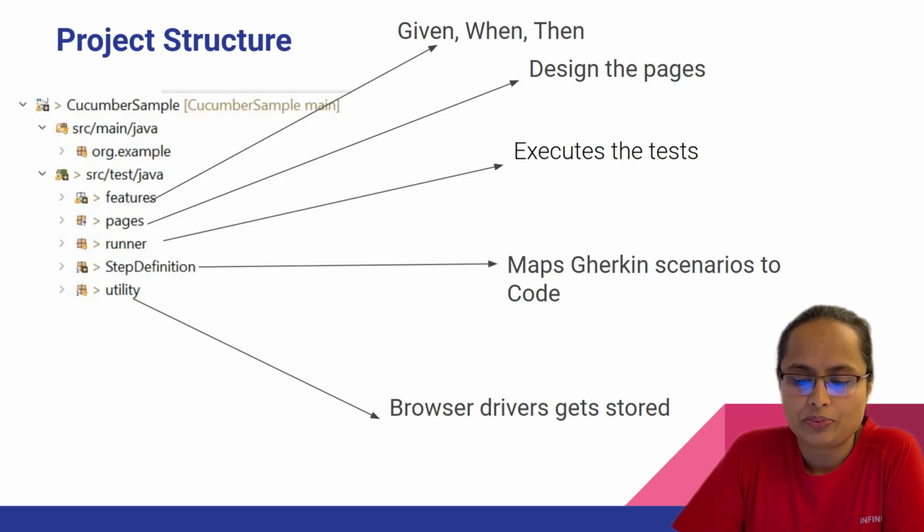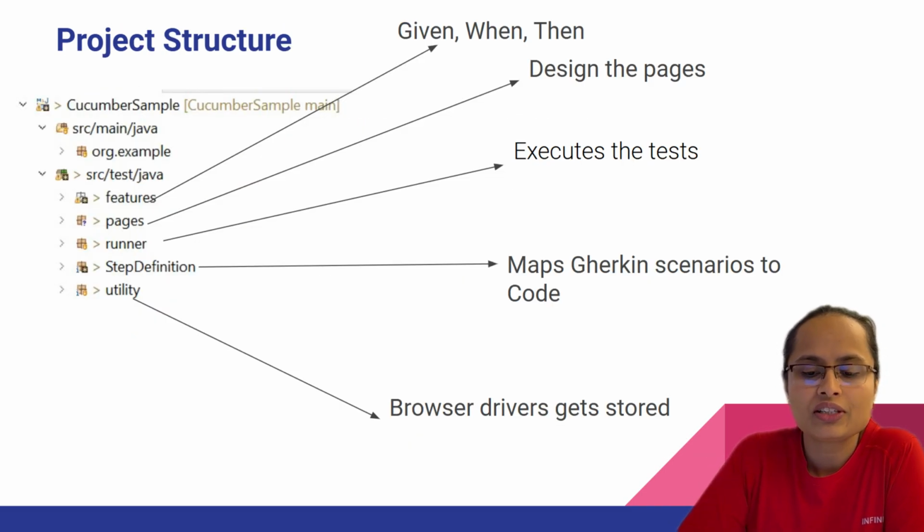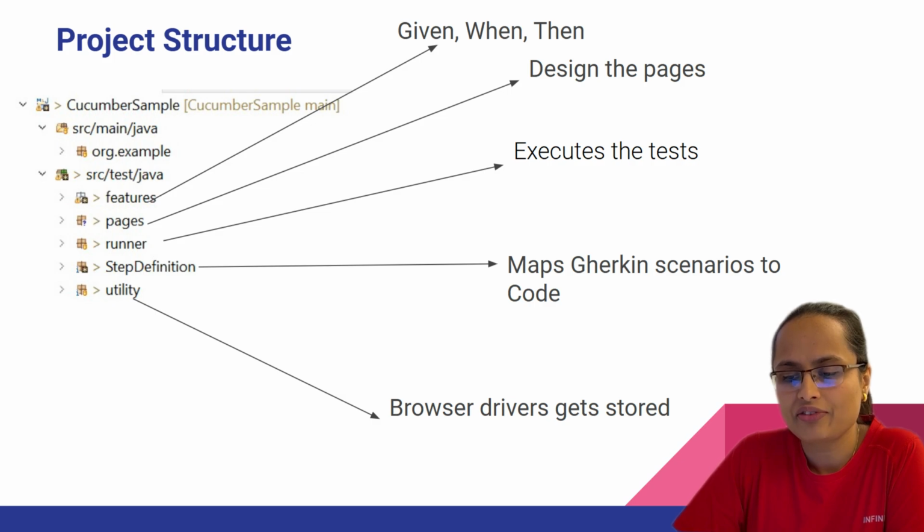Now, let me talk about the project structure that we have. The folders in our project structure include features, pages, runner, step definition, and utility. The feature folder contains test scenarios in simple given-when-then format. Pages holds reusable object definitions. It is a way of structuring the project so that every page from an application has its own class.